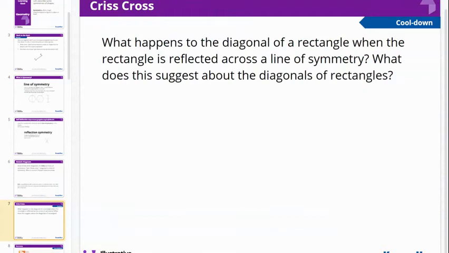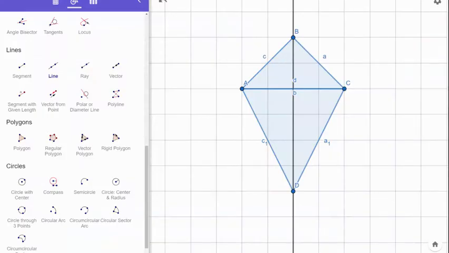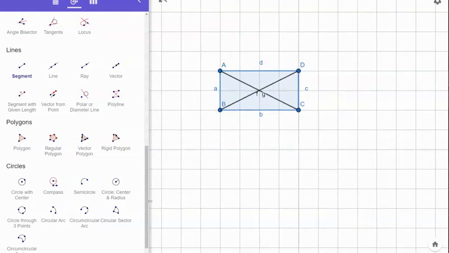Let's see, what happens to the diagonal of a rectangle when the rectangle is reflected across the line of symmetry? What does this suggest about the diagonals of rectangles? Let's find out. So I'm going to create a rectangle. Let's see, polygon, here to here to here. Okay, there's my rectangle. They were talking about diagonals, so I'm going to go ahead and show you. Like this diagonal to this diagonal, right?